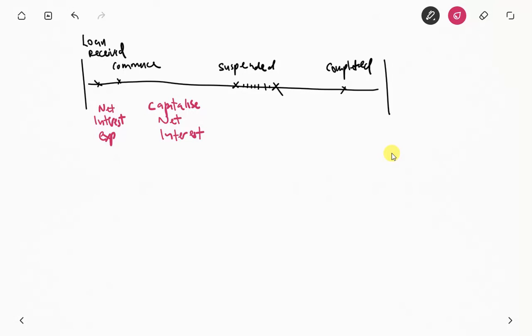Means, sorry? Commence. During the commencement period, it means construction is still in progress, so you capitalize. Then at one point, because of safety reasons, you suspend the construction. Then do you still continue to pay interest? Yes. So it will be net interest expense off. You cannot capitalize.